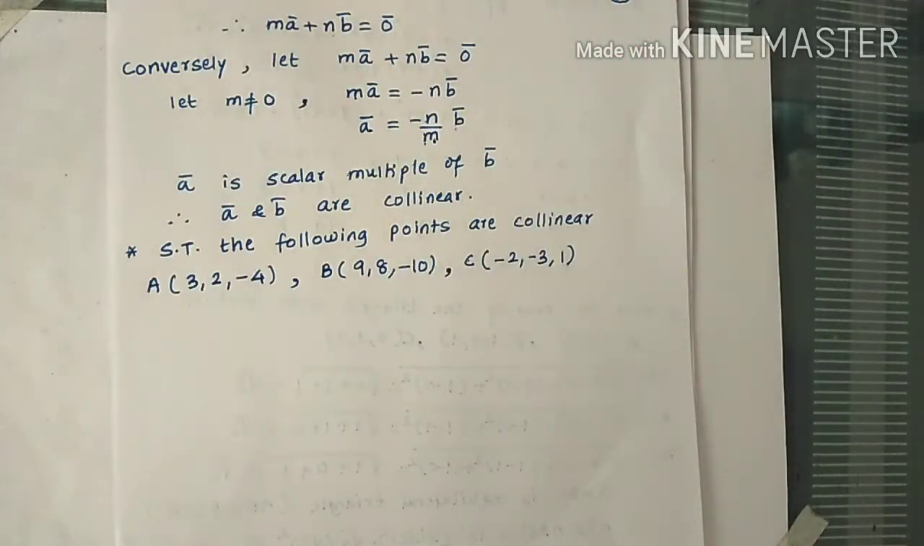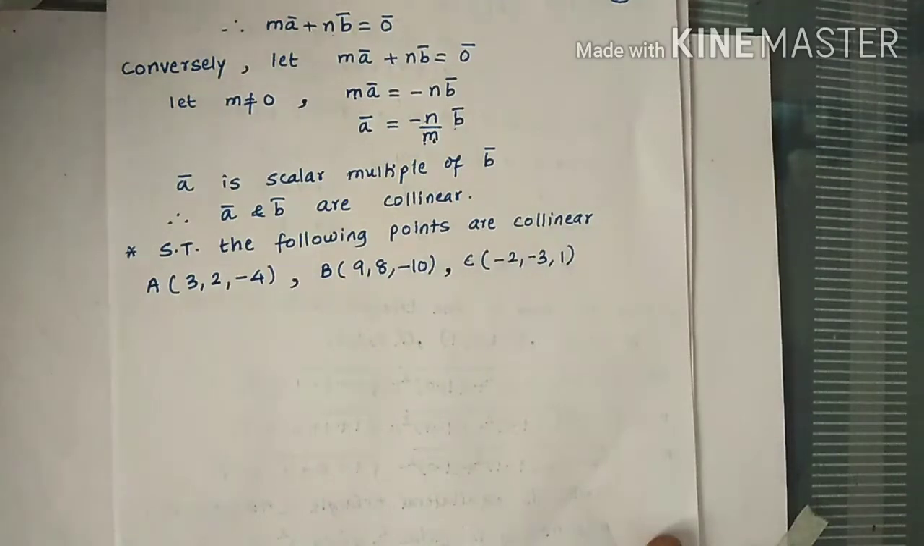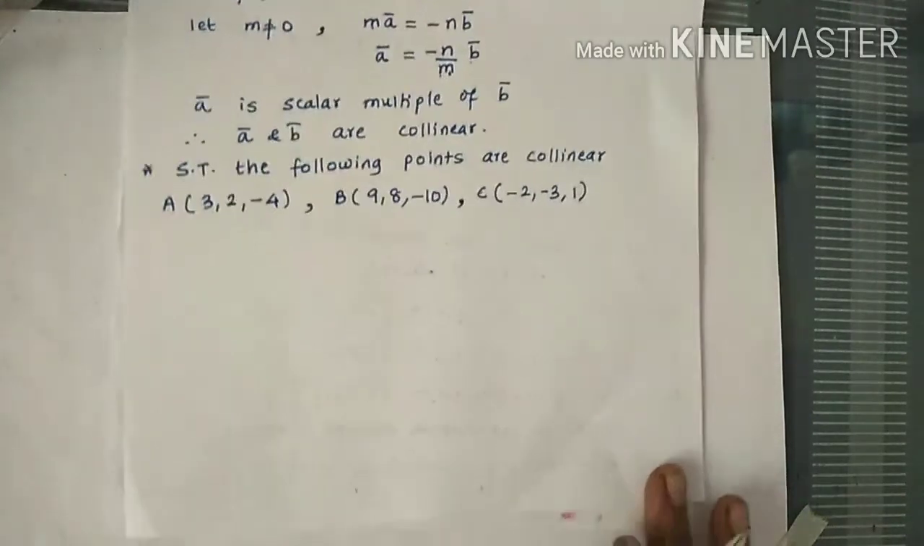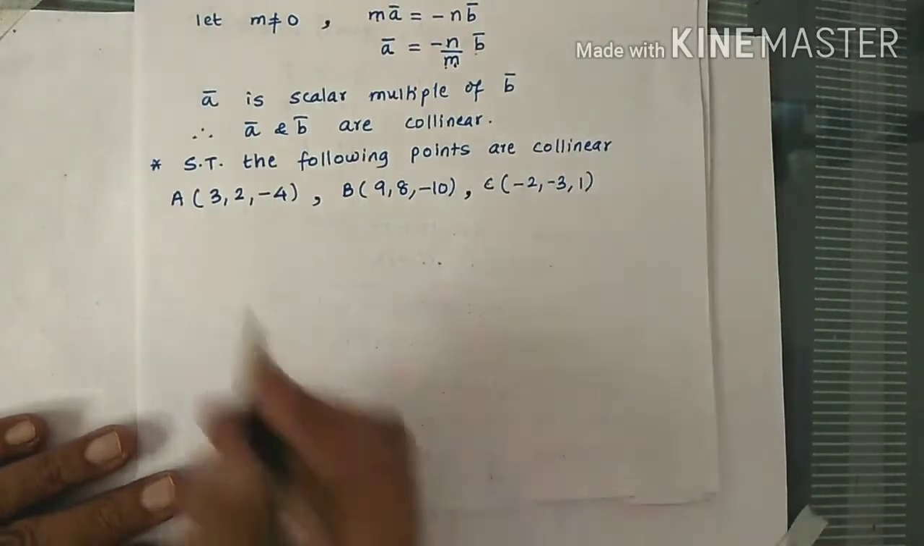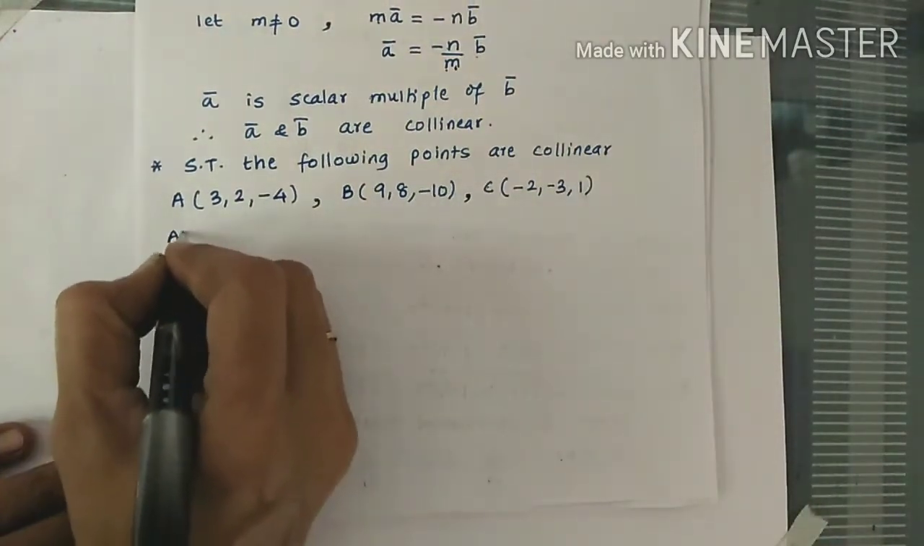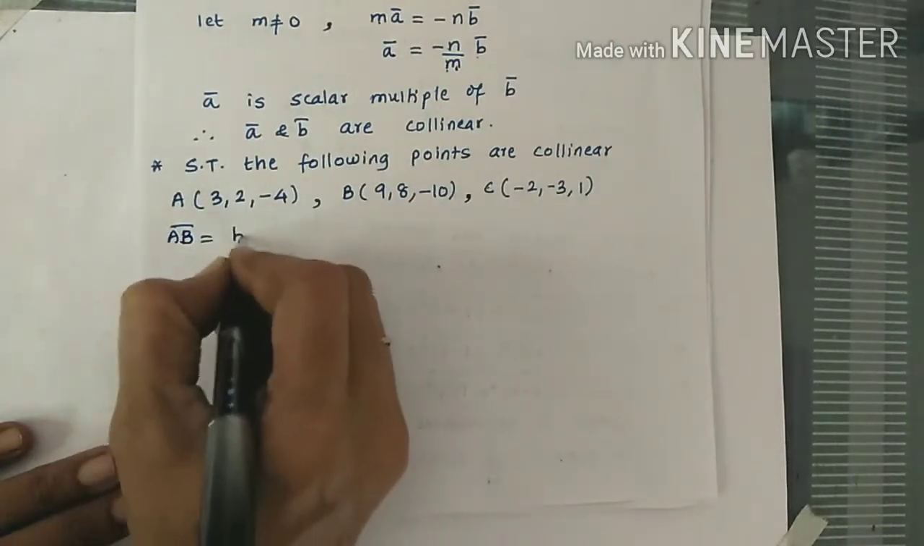Show that the following points are collinear. So points A, B and C are given. A is (3, 2, minus 4), B is (9, 8, minus 10), C is (minus 2, minus 3, 1). Now we know that collinear means a scalar multiple. So we should convert these 3 points into two vectors, so that one vector is a scalar multiple of the other vector. To convert these 3 points into two vectors, let's take AB bar and BC bar. So first let's find out AB bar. AB bar is B bar minus A bar.